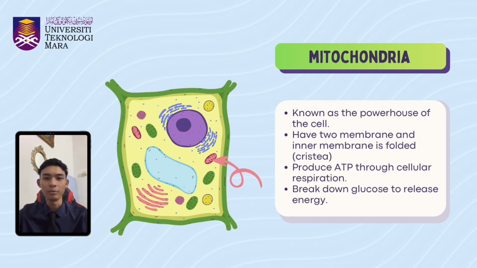Now, we add the mitochondria. Mitochondria are often called the powerhouse of the cell. They have two membranes, with the inner membrane folded to increase surface area. They generate ATP, the cell's energy currency, by breaking down glucose through cellular respiration.